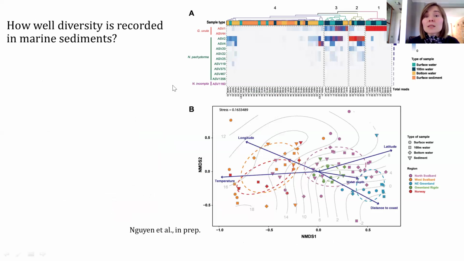This is also the case for planktonic forams. You see here these red colors. This is the abundance. So planktonic taxa like Globigerina uvula were very abundant in the surface water and at 100 meters water depth, but nearly absent in the near-bottom water and in the sediment.